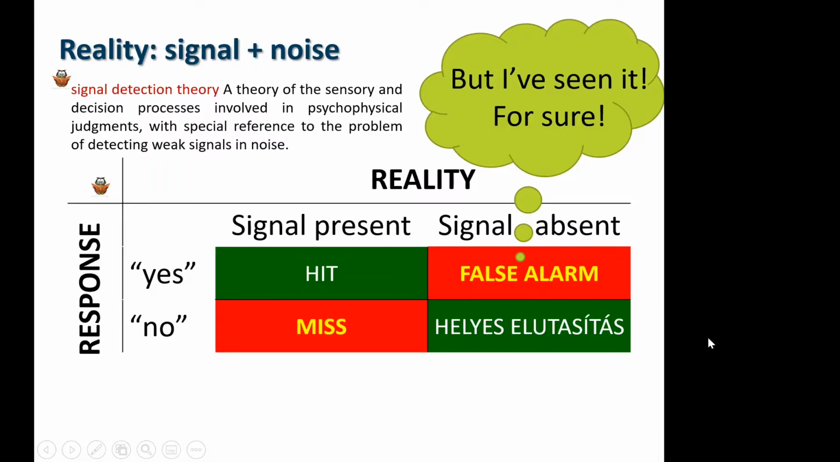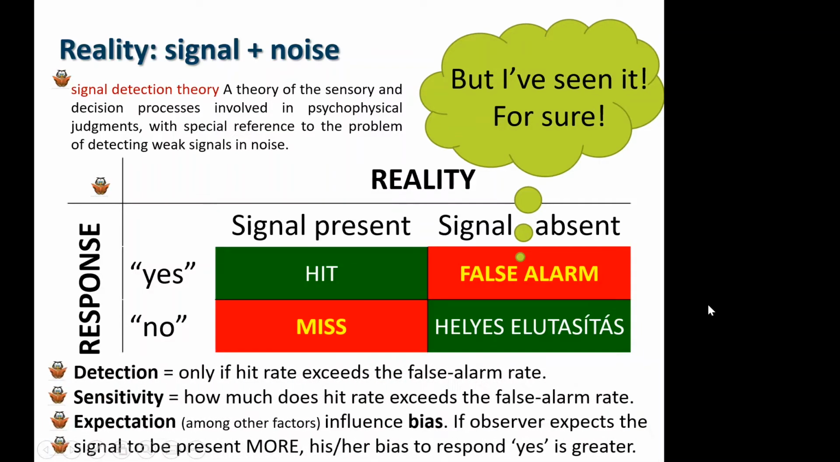Okay, so there are plenty of examples. Please read in the book for this. I wanted to highlight some important keywords. So for example, detection is there only in signal detection, according to signal detection theory, if the hit rate actually exceeds the false alarm rate. Okay, and a closely related term, sensitivity, which tells us how much the hit rate exceeds the false alarm rate.